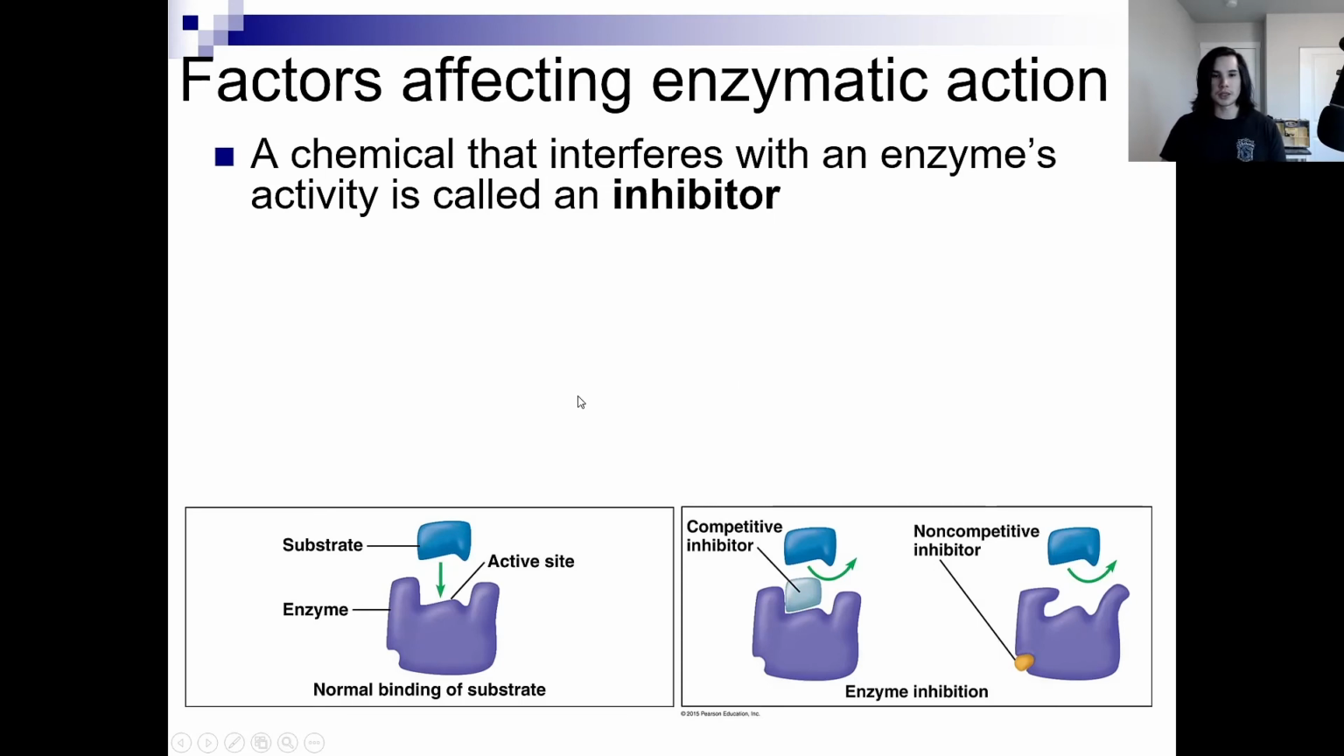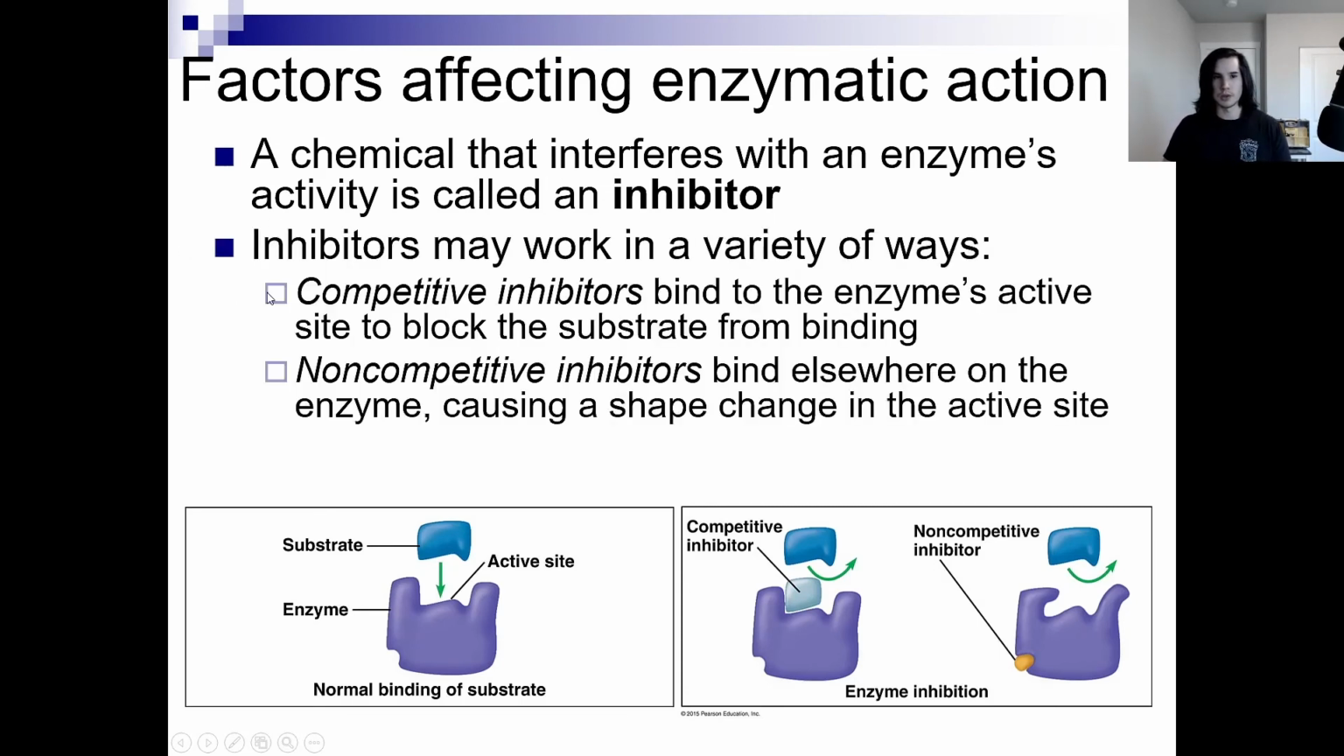Okay, so some things that can interfere with enzymes are inhibitors. So we've got two different types of inhibitors that we'll talk about in this class. We have competitive inhibitors. What these do is they bind to the enzyme's active site to block substrate from binding. So you have substrate, which typically binds to the active site. And if you have a competitive inhibitor, it simply binds there, blocking the substrate that would normally bind there from binding.